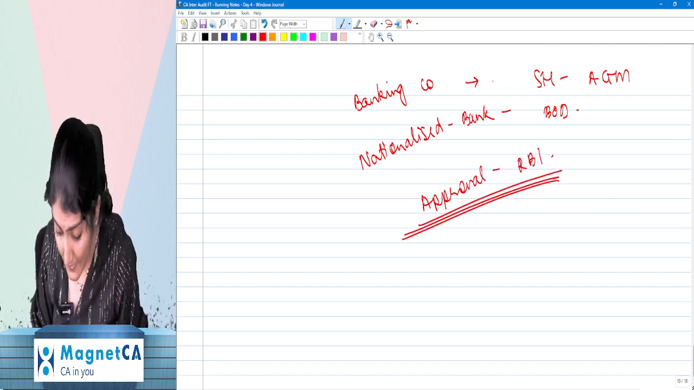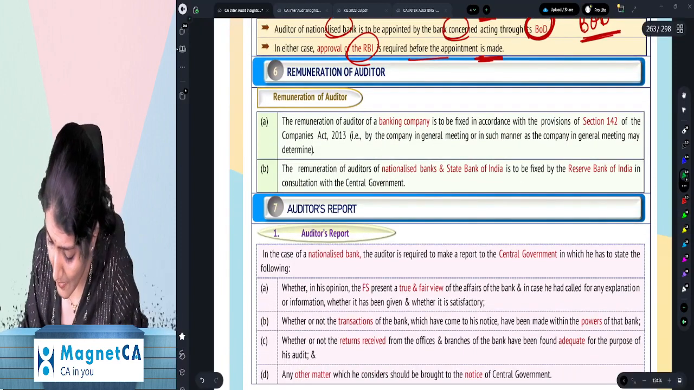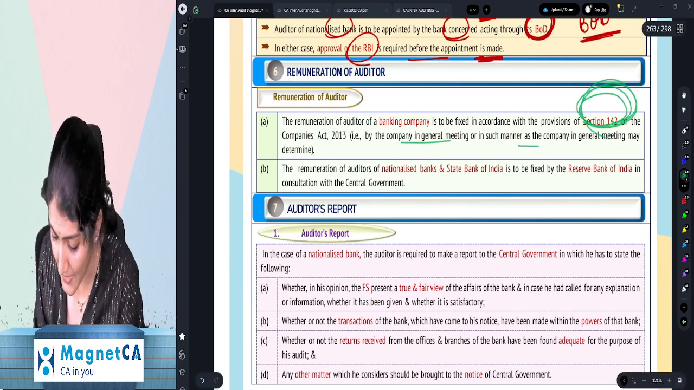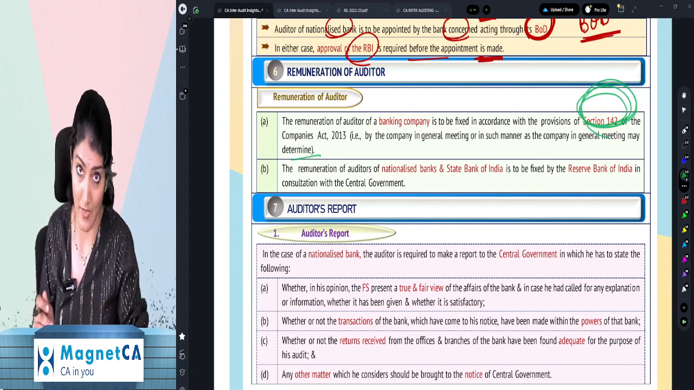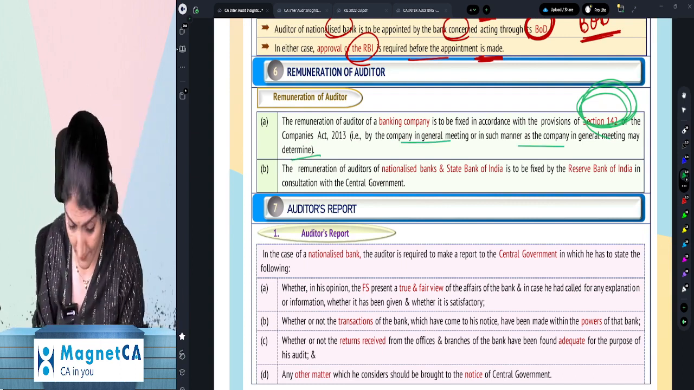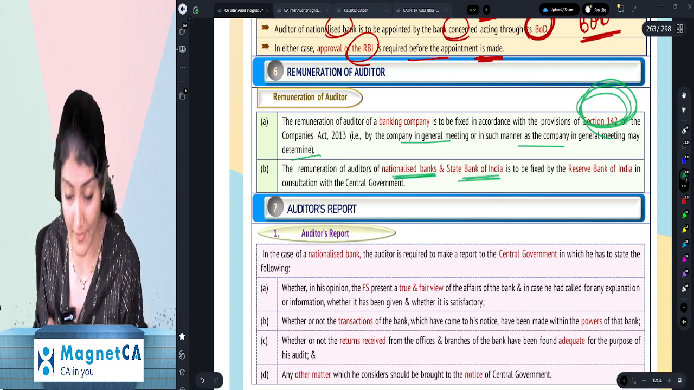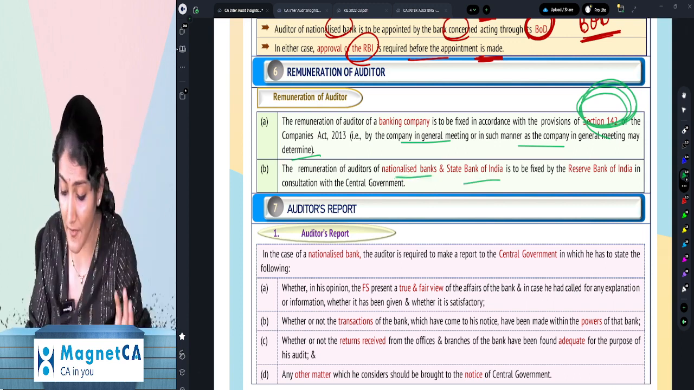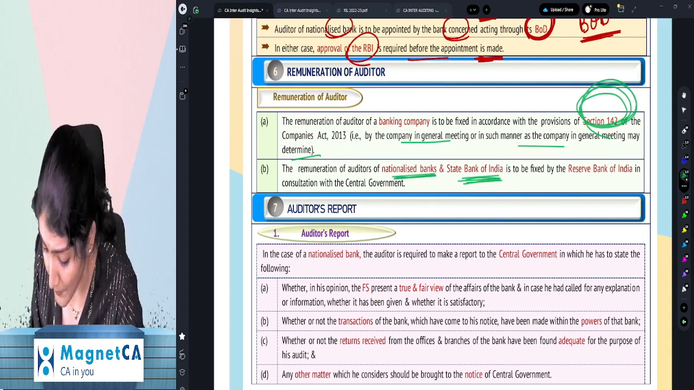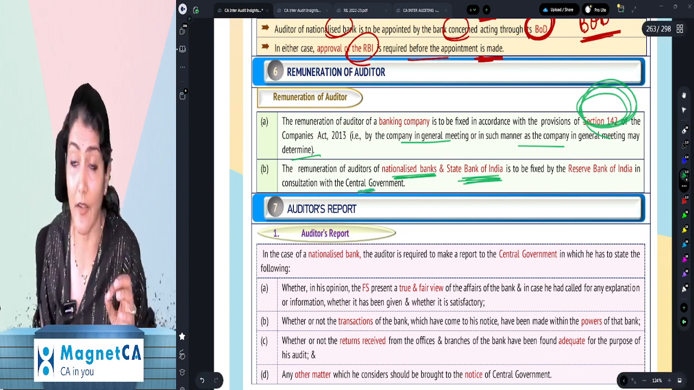Then who decides the remuneration in case of the banking company auditor? It says in the same manner as given under section 142, that is, company in general meeting or in the manner determined therein. And for the remuneration of the auditors of Nationalized Bank and State Bank of India, it is generally decided as per section 142, but there the remuneration is fixed by the Reserve Bank of India in consultation with the central government.